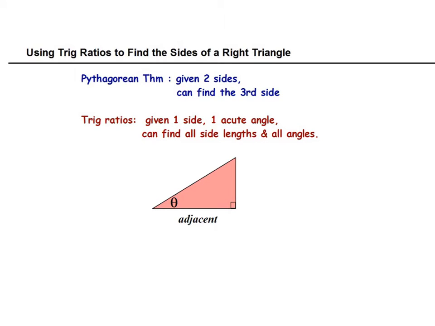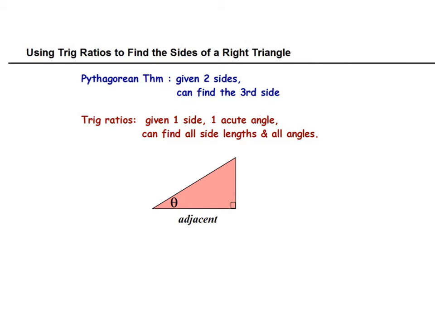In this lesson, you're going to use trig ratios to find the sides of a right triangle. With the Pythagorean theorem, you start with two sides, any two sides of a right triangle, and you can find the third side. Now, the power of using trig ratios rather than the Pythagorean theorem is that you only need to know one side and one angle.